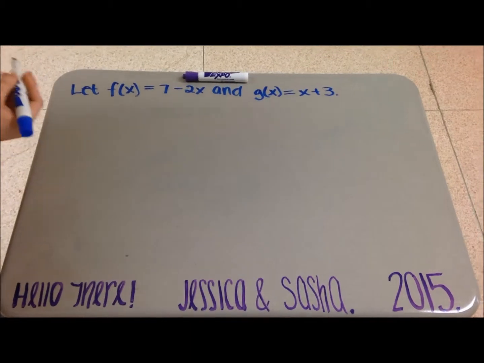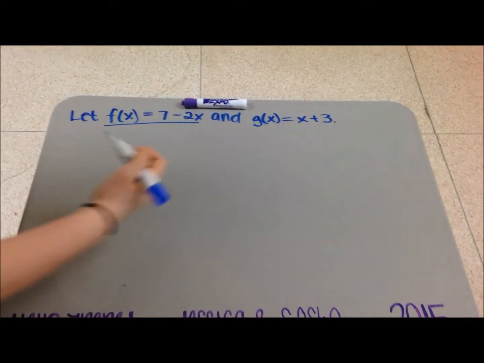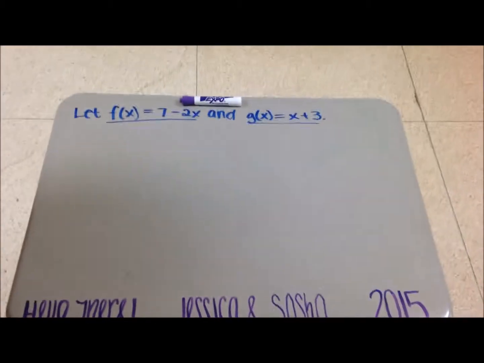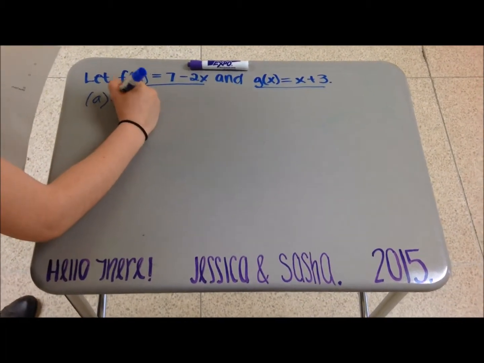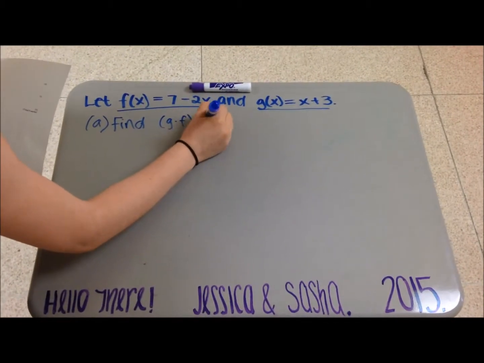Okay, so this is our problem. Let f of x equals 7 minus 2x and g of x equals x plus 3. There are three parts to this problem. Our first question is find g of f of x.